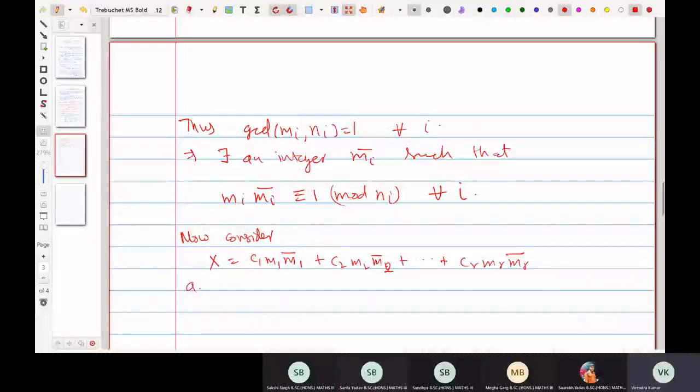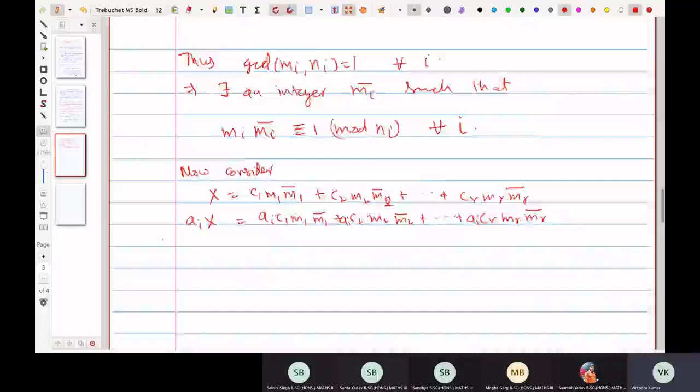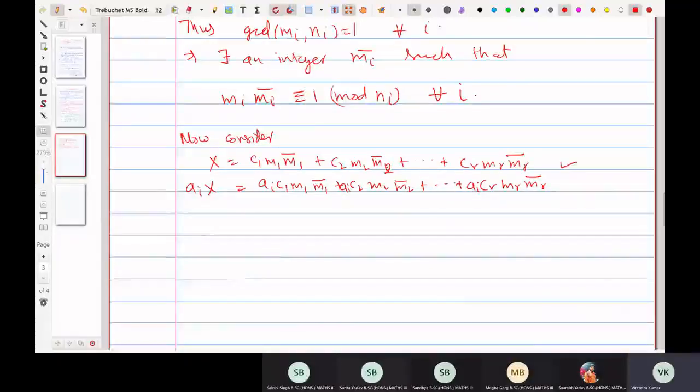Okay, so let us multiply on both sides by Ai. So we have here Ai times C1 M1 M1 bar plus C2 M2 M2 bar plus dot dot dot plus Ai CR MR MR bar. So you are just pre-multiplying this X, this expression, by Ai on both sides.